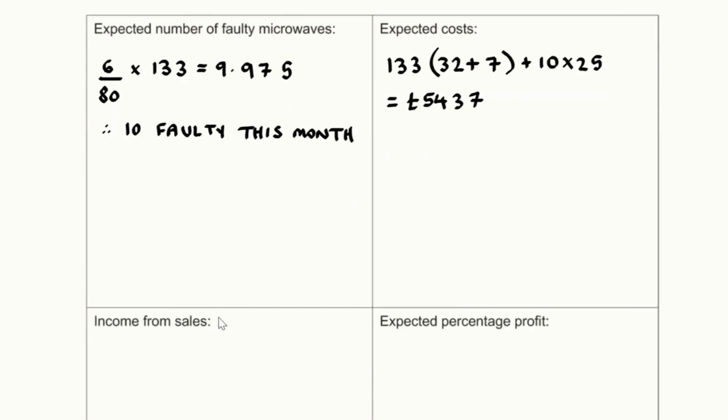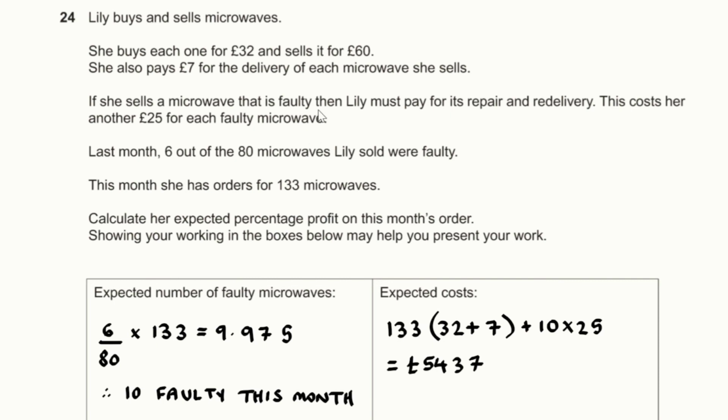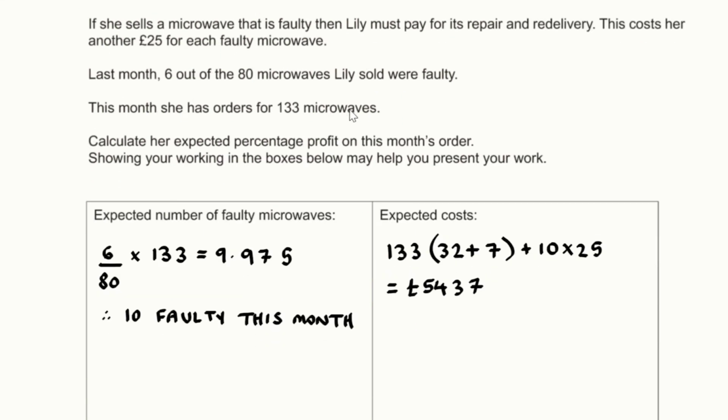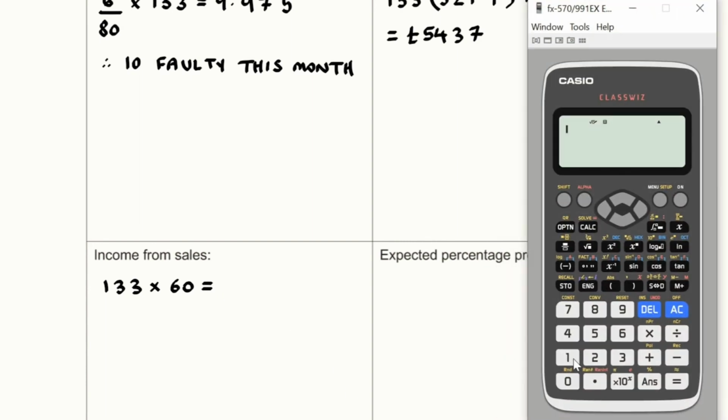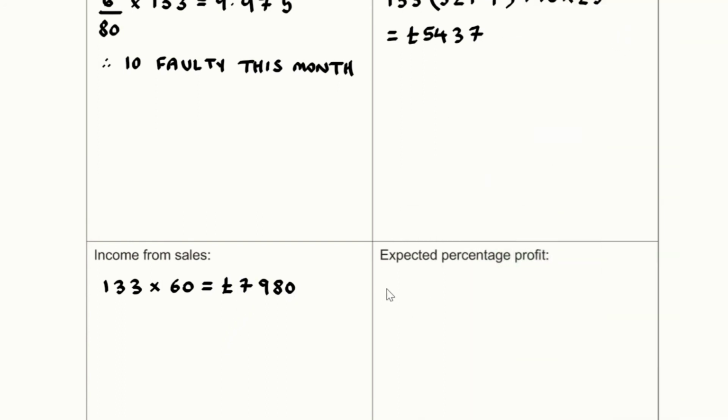What we can also do is find out the income from sales. She's got 133 microwaves and she's selling them for £60. So 133 times 60, we get £7,980. So what we need to do is calculate the percentage profit.